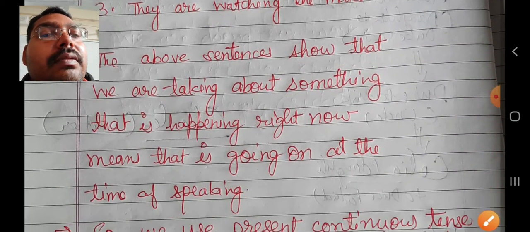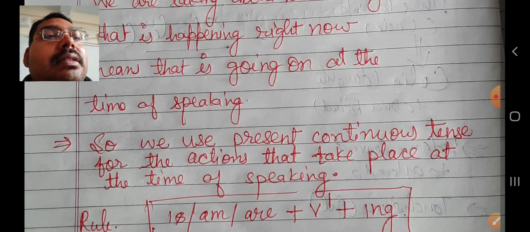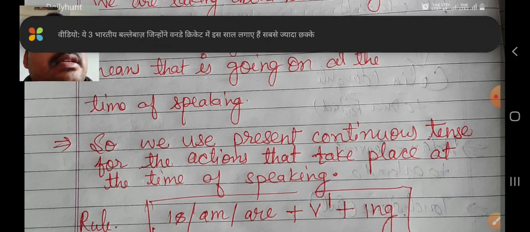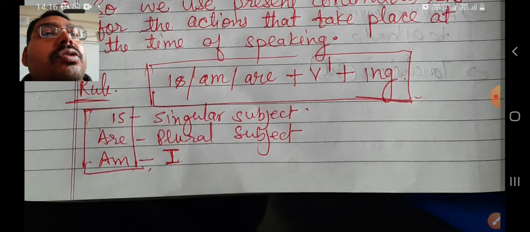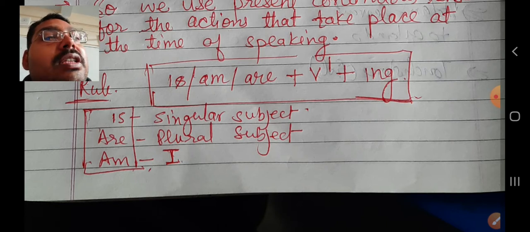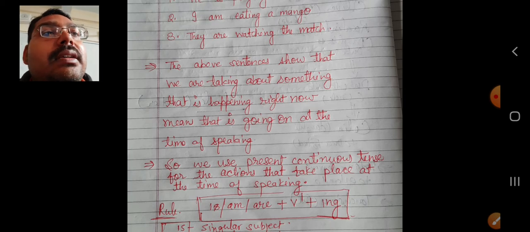So from this it is understood that we have now learnt that we use present continuous tense for the actions that take place at the time of speaking, means right now. And we use is, am, are plus verb first form plus ing. And where do we use is? With singular subject. Where do we use are? With plural subjects. And where do we use am? With I. So in this way you can frame sentences in present continuous tense.